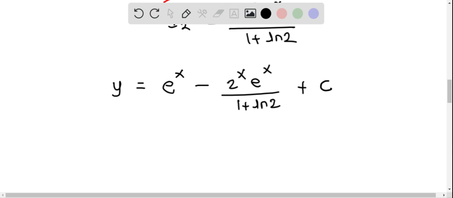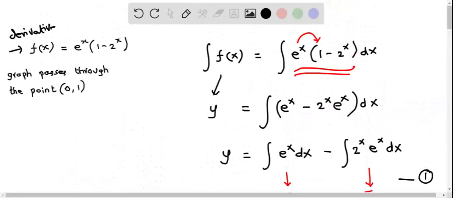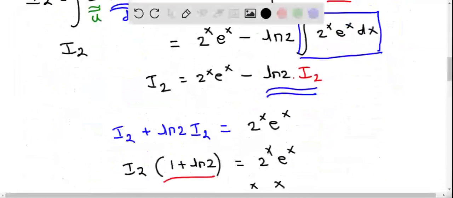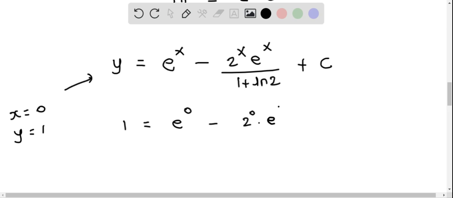Now since we want to find the particular antiderivative with the given condition that the graph passes through the point (0, 1), we'll utilize this condition to determine the value of c. So basically we have to plug in x equal to 0 and y equal to 1 into this equation to solve for c. So let's do that. I'm going to plug in y equals 1. This means 1 equals e^0 minus 2^0 e^0 divided by 1 plus ln 2, plus c.